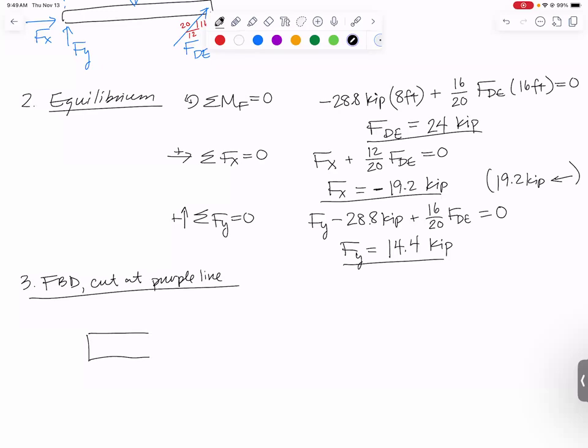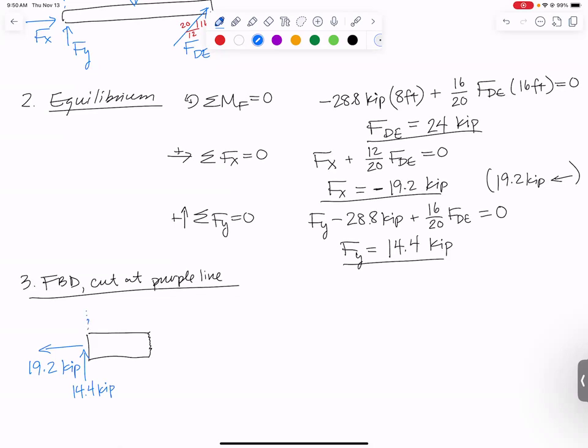It's just a shorter beam section. There is my cut. We have our reaction forces. We figured out Fx is actually a leftward 19.2 kip force. We found out that Fy is an upward 14.4 kip force. Now we have our distributed load.